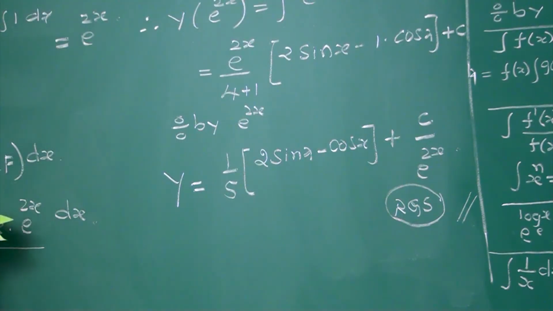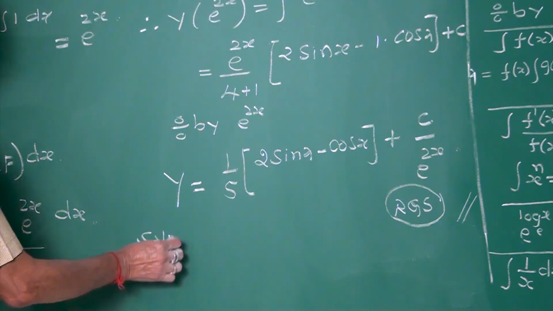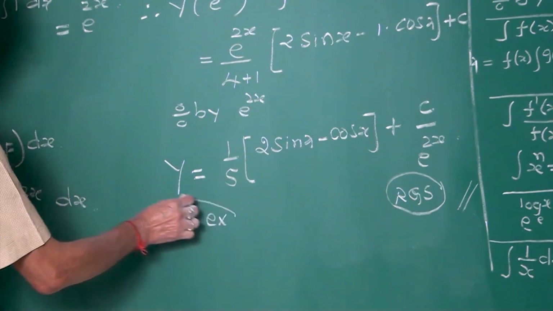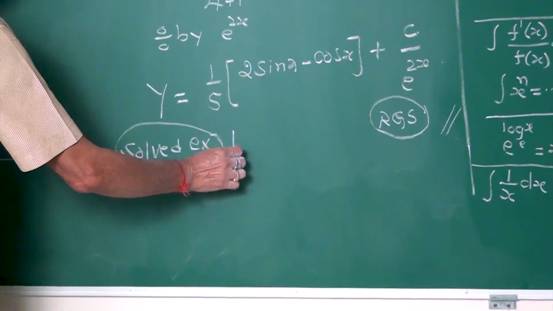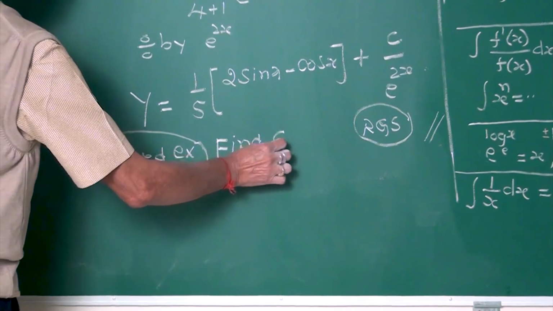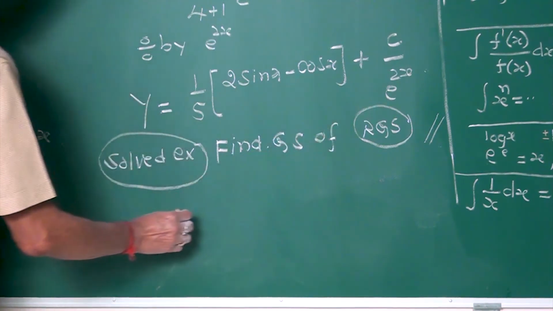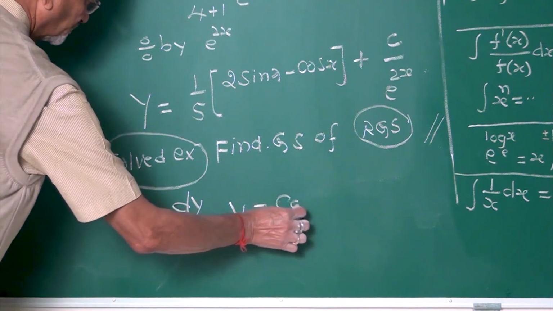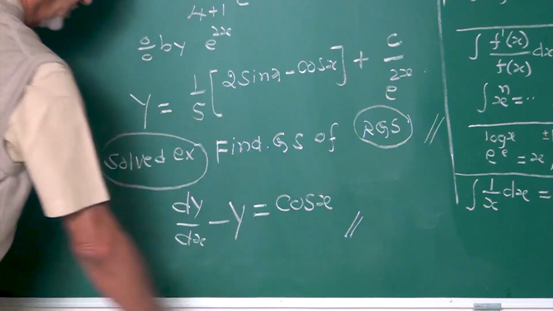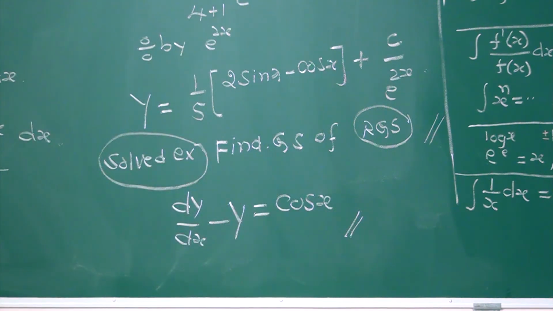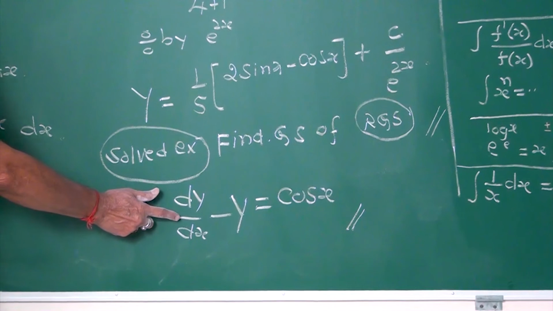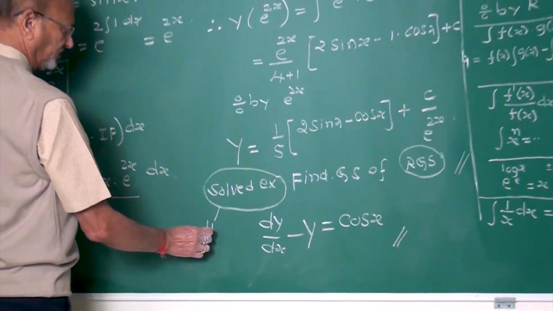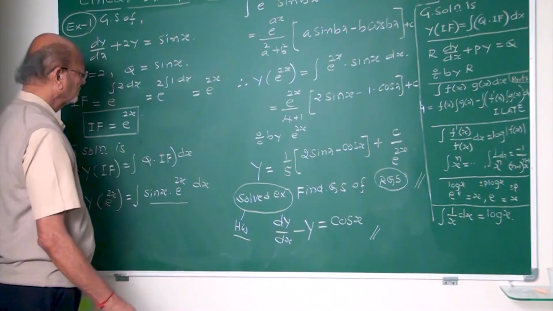Then the parallel one solved example is there, my friends. It is there in our textbook. Find the general solution of dy by dx minus y equal to cos x. As it is a solved example in your textbook, you can refer to it. Otherwise, if you want, I will do it.